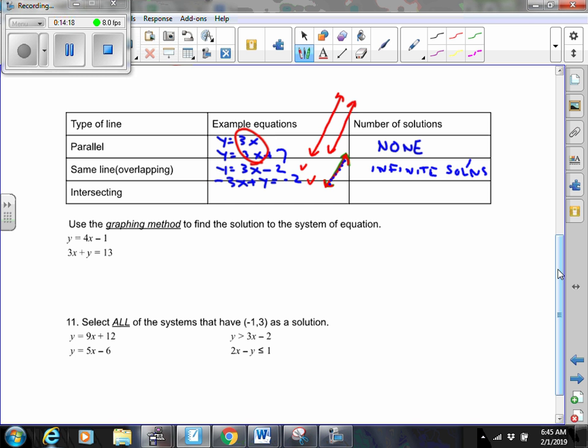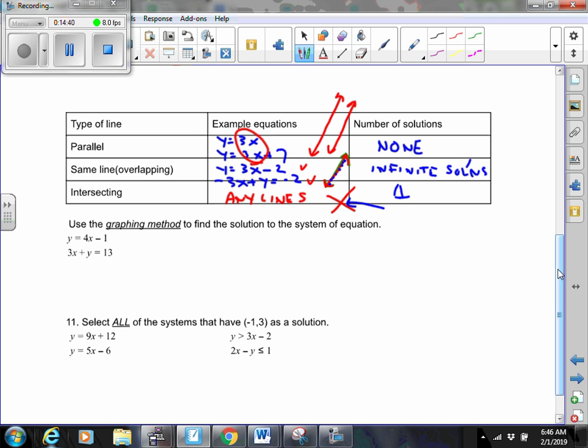Well, intersecting, those are equations of any line, any two lines. Actually, any two curves, it doesn't really matter. But if they're two lines, they're going to intersect, and there's clearly just one solution. So those are three terms you really kind of need to understand.